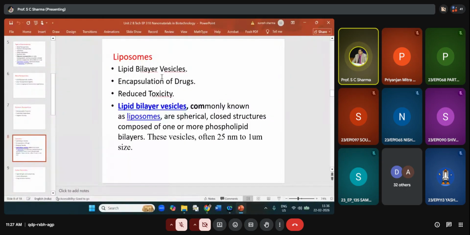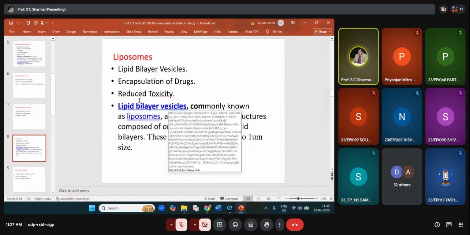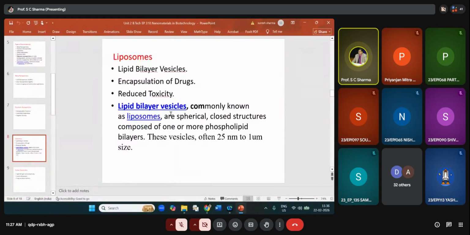Liposomes, lipid bilayer vesicles, encapsulation of drugs, reduce toxicity. In fact, lipid bilayer vesicles, commonly known as liposomes, are spherical, closed structures composed of one or more phospholipid bilayers, and these vesicles are often 25 nanometer to 1 micrometer in size.